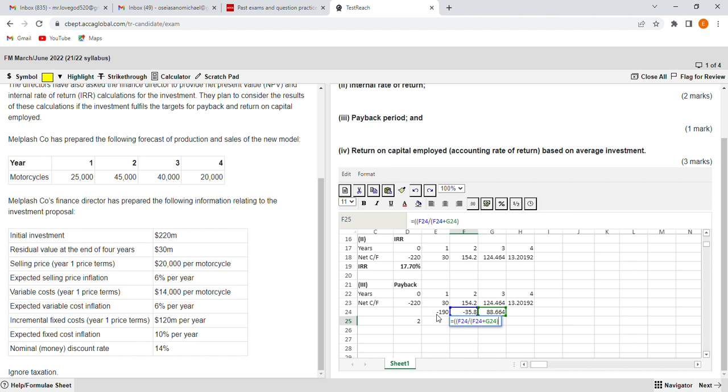you have 0.7721 multiplied by the number of months in a year, 12, which is about 8. So the payback is 2 years, 8 months.